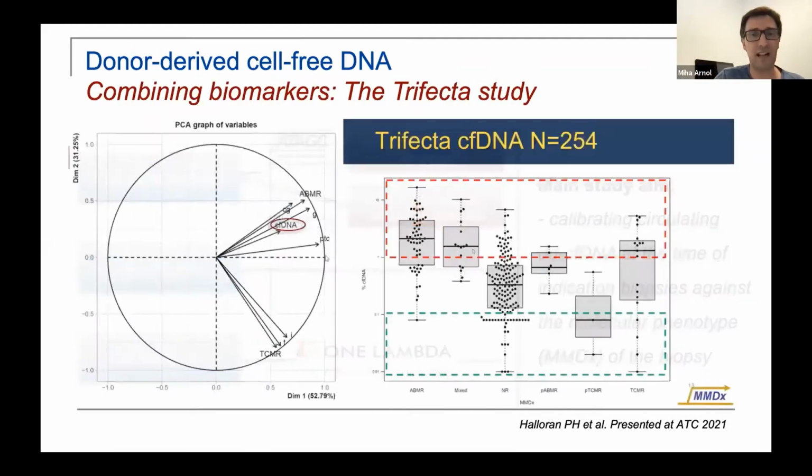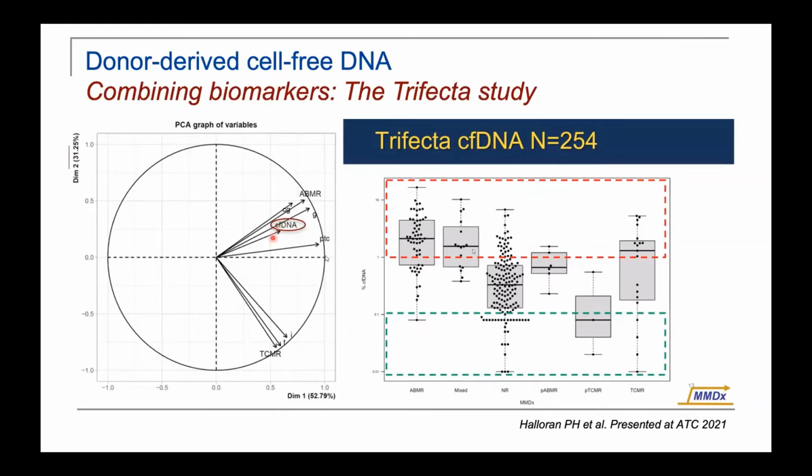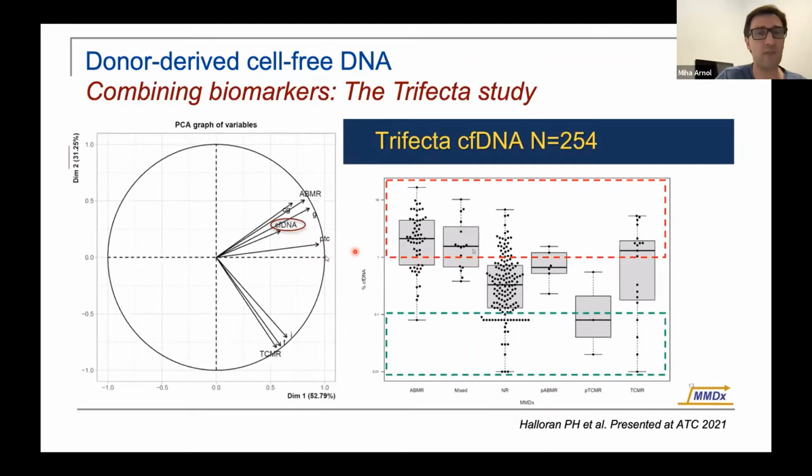And early results, again presented at the ATC of this year, demonstrate that there is a strong relationship between this percentage of donor-derived cell-free DNA and allograft rejection, particularly with the molecular antibody-mediated rejection classifiers. And this relationship was actually stronger for the molecular than for conventional histologic diagnosis.